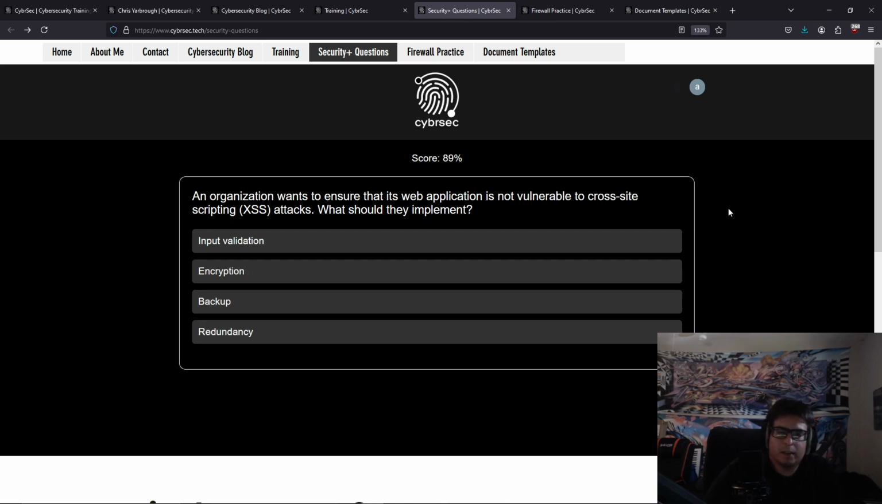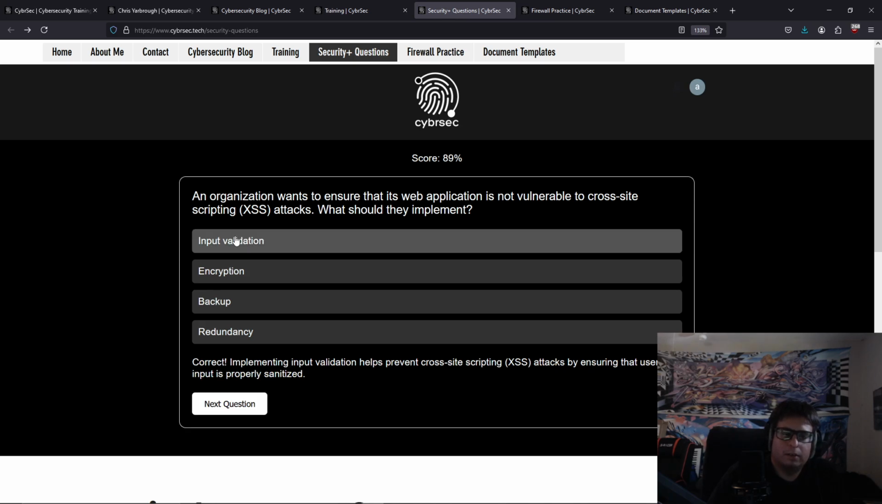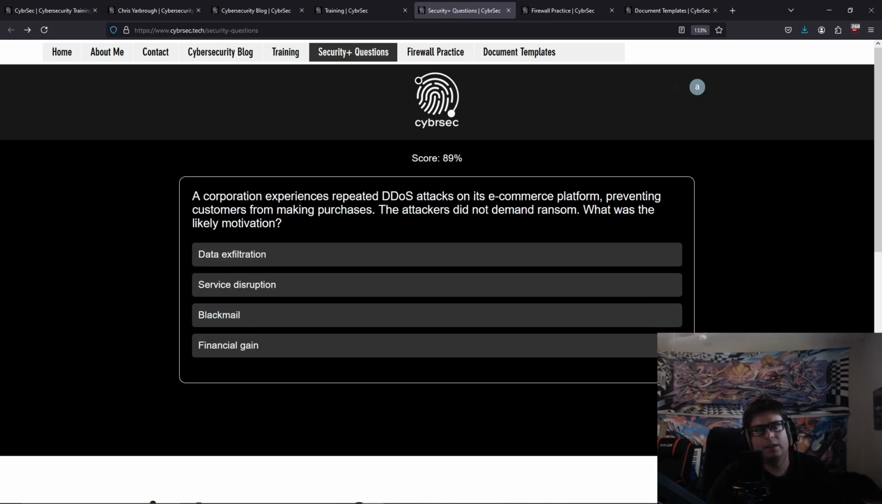An organization wants to ensure that its web application is not vulnerable to cross-site attacks. What should they implement? Input validation? Correct. Implementing input validation helps prevent cross-site scripting attacks by ensuring that user input is properly sanitized.